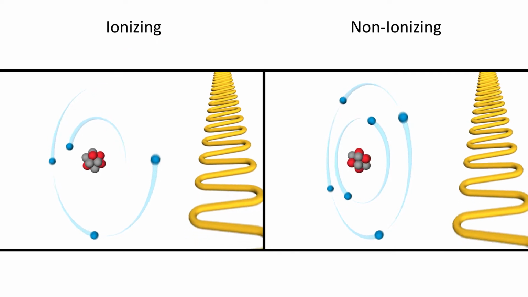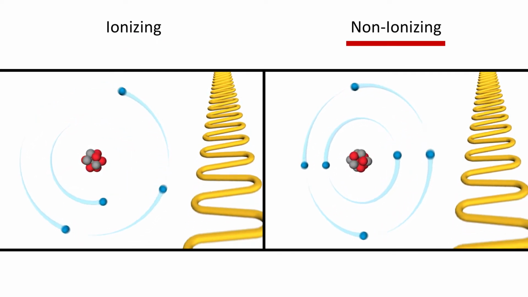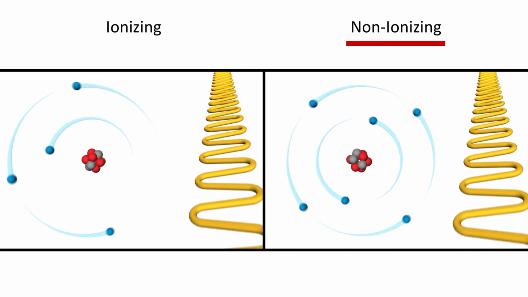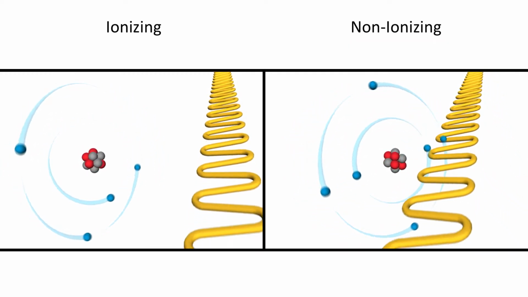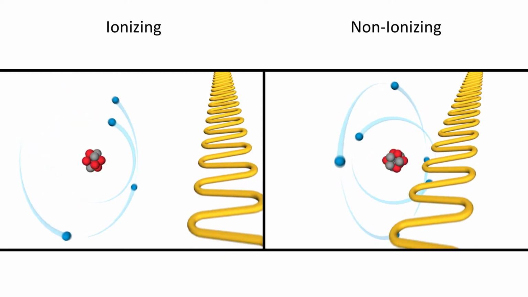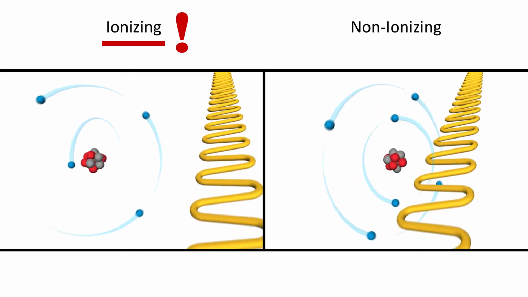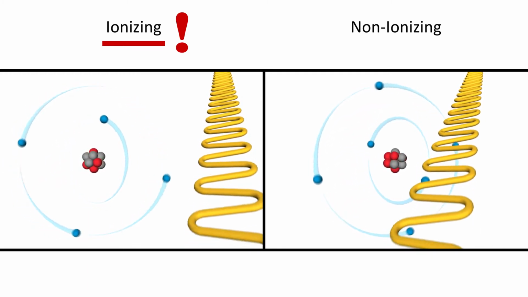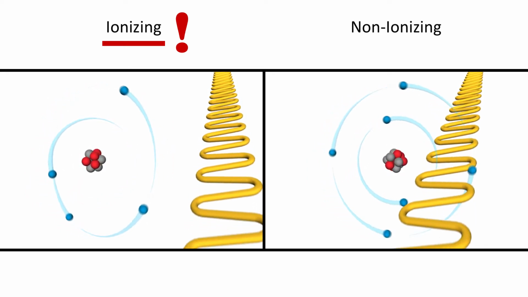On the other hand, non-ionizing radiation does not contain enough energy to remove electrons from their orbit around the nucleus. It is the process of electrons being removed from atoms and bonds between atoms being broken that makes ionizing radiation particularly dangerous. This means that ionizing radiation is much more hazardous and dangerous to our health than non-ionizing radiation.